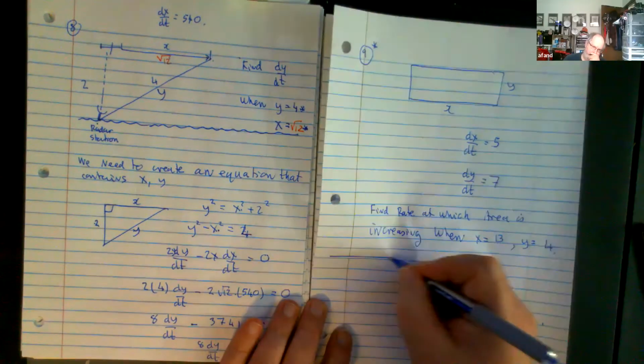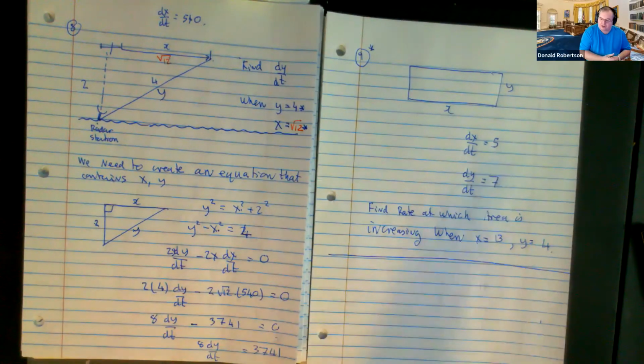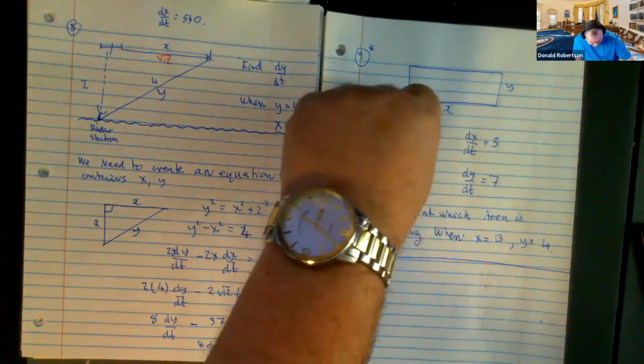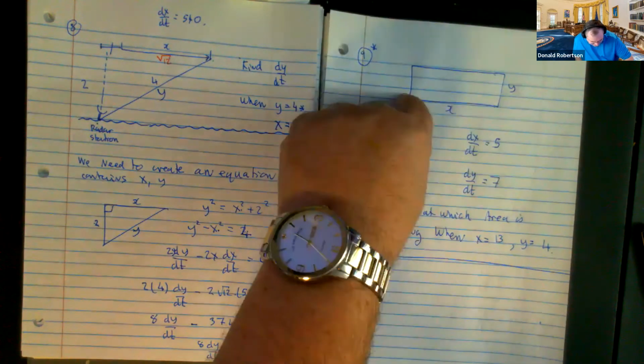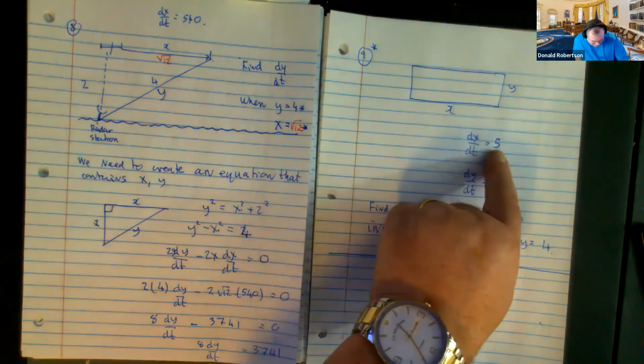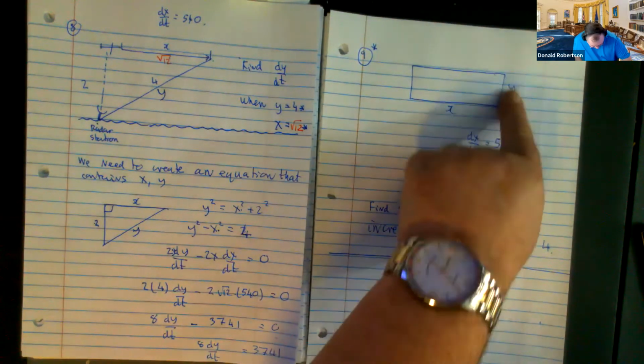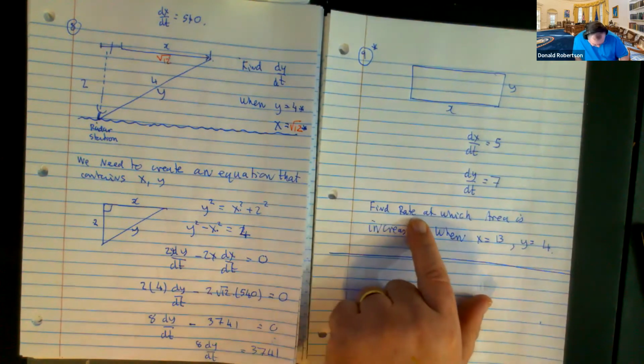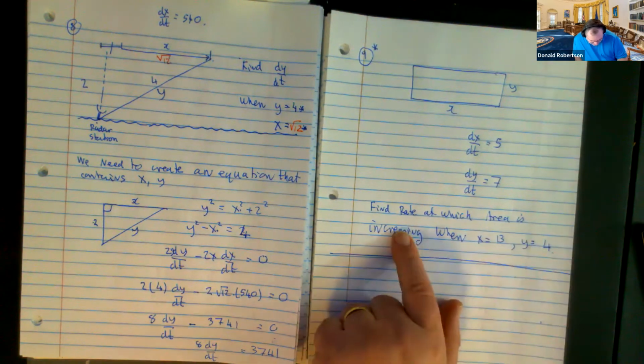I got all of that out of one sentence. I just kind of read each piece and created it. I've got a rectangle that's getting bigger. The length is getting bigger at 5 centimeters a second. The width is getting bigger at 7 centimeters per second. We want to find the rate at which the area is increasing, and it's going to be at this snapshot of time.